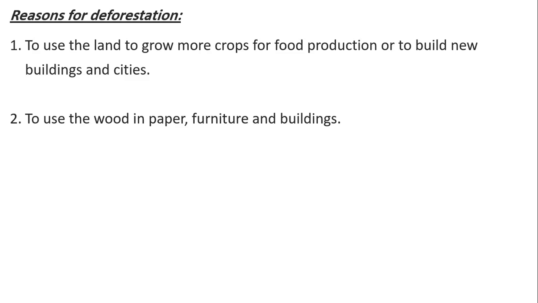Why do we do this to ourselves? That's because we need to use this land to grow more crops, monoculturing, for our food production, or to build buildings and cities. Also, we need the wood for paper, furniture, and buildings. I know these are important causes and these are important needs for human beings, but we can also use the empty deserts and we can cultivate a lot of trees and use them for those purposes instead of destroying rainforests and destroying the habitats and having all those side effects that can destroy the whole planet.